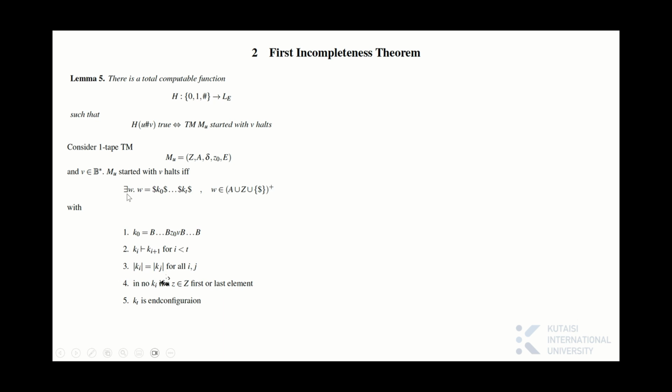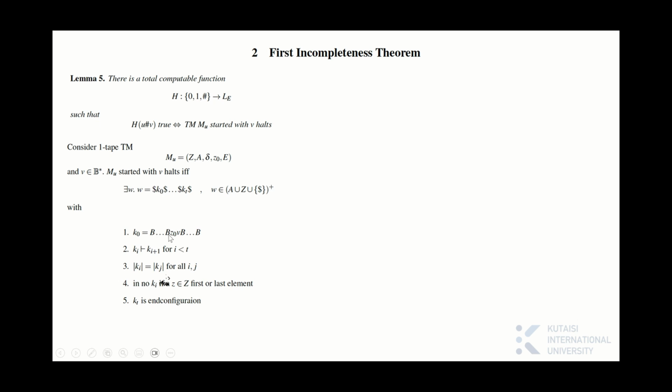There exists W, a string, which is K0, K1, K2, ..., KT. These are configurations: the start configuration, the next configuration, the next configuration. So there's a list of configurations separated by, let's say, a $ sign, such that my W is a string in letters, states, and dollars, such that K0, the first configuration, is the start configuration.